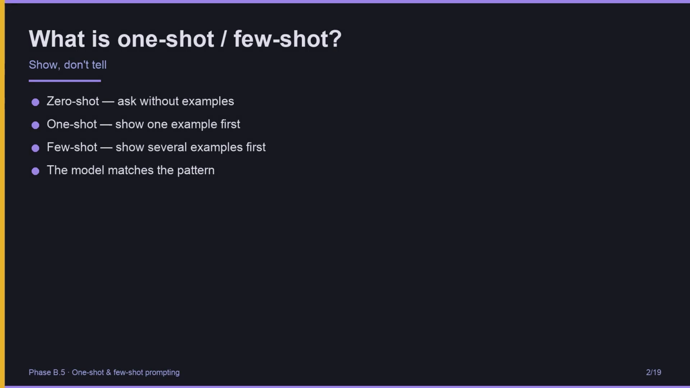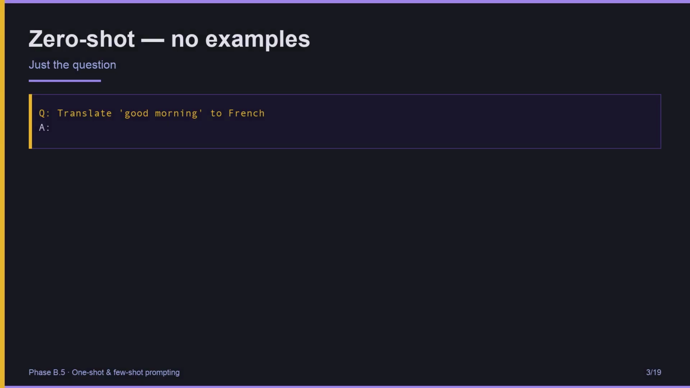What is one-shot and few-shot? It is showing the model examples of what you want, before you ask. Zero-shot means no examples, just ask. One-shot means show one example first. Few-shot means show several. The model then matches the pattern of your examples. Show, don't tell. Here is zero-shot.